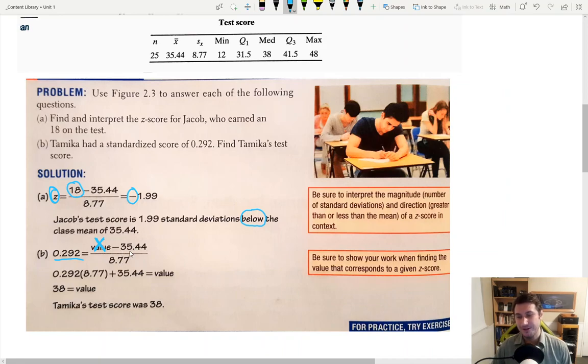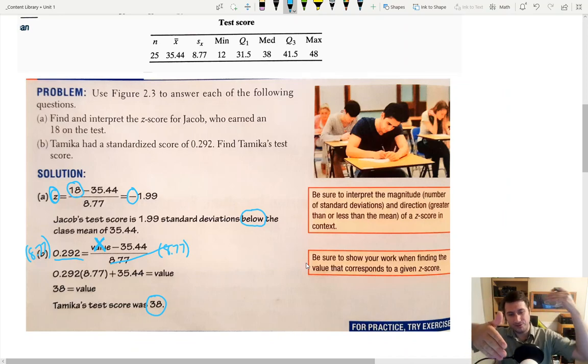The mean and the standard deviation stay the same. How do you solve this equation? Multiply by 8.77 on both sides. That goes away. That gives you this step right here. Add 35 to both sides, and you get the answer: 38 was her score. So again, this is like the algebra problem. If we give you x, you find y. If we give you y, you find x. You've got to be able to go both directions.